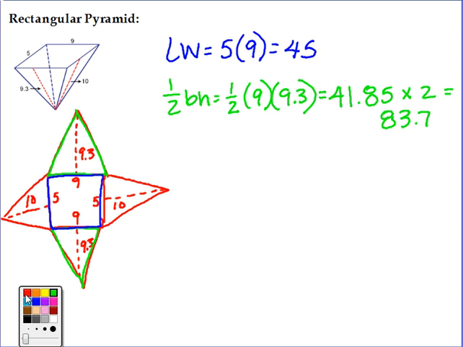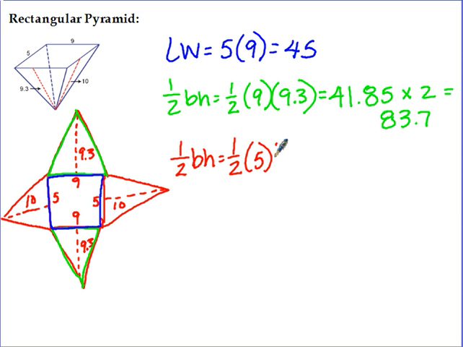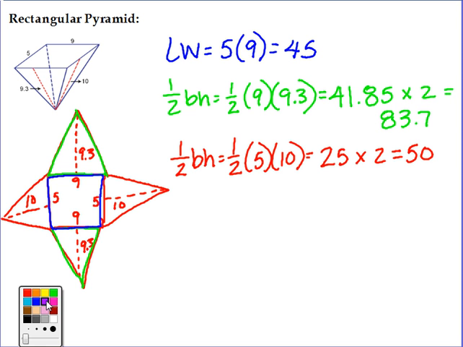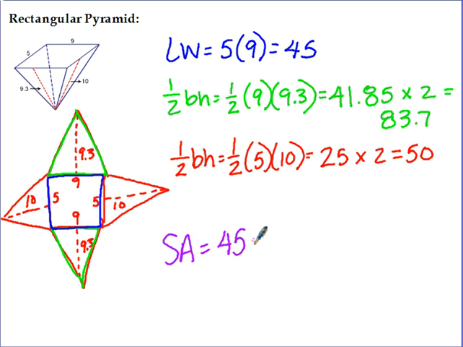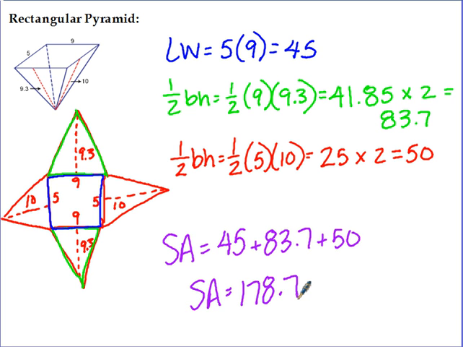And then I'll leave those other 2 triangles red. So that's 1/2 base times height because they're still triangles. So 1/2 5 times 10. And that's going to be 25 times 2, because there's 2 of them, gives me 50. So then my total surface area, I'm just going to add these 3 up. So 45 from the rectangle plus 83.7 plus 50 gives me a total surface area of 178.7. And there's no units on there, so that's all we need.